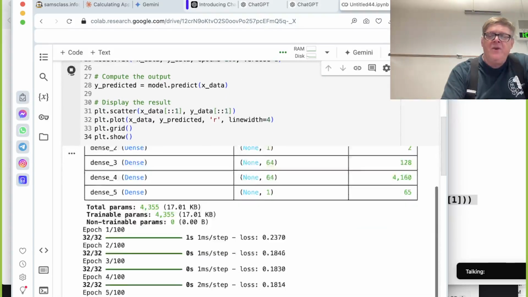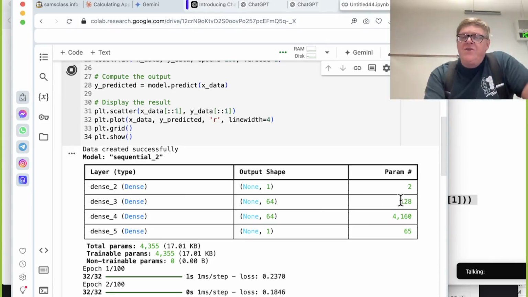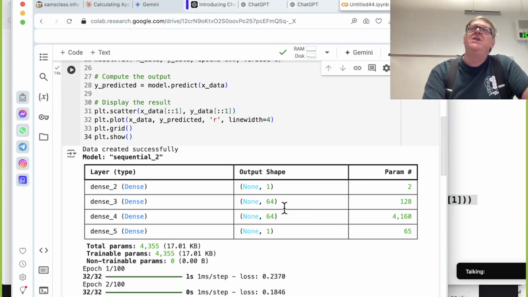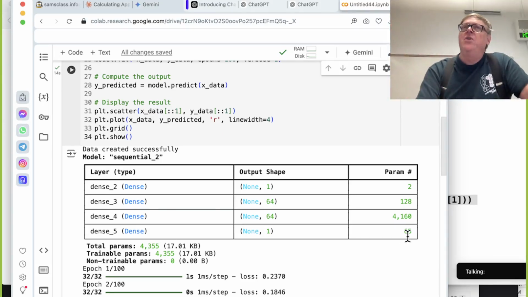So here it shows you the structure of it. You have an input layer with 2 parameters. You have a hidden layer with 64 neurons, so 128 parameters. You have another hidden layer with 64, so it's going to be 2 times 64 squared, as all of these 64 outputs connect to each of the 64 in the next layer. That's another 4,160 parameters. And then the output layer has 65 parameters because there's 64 neurons feeding into it, and each one of them has a slope, and there's a net offset, intercept for that. So the total number of parameters is now 4,355.